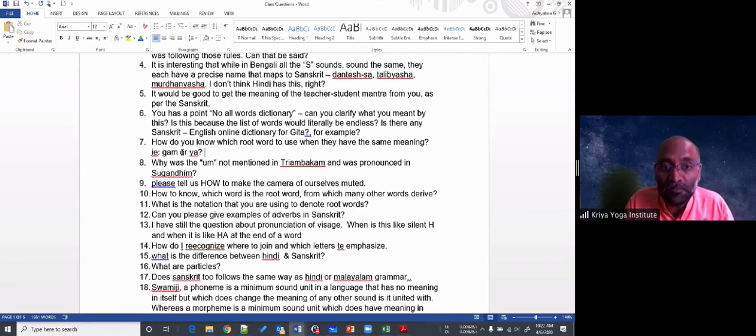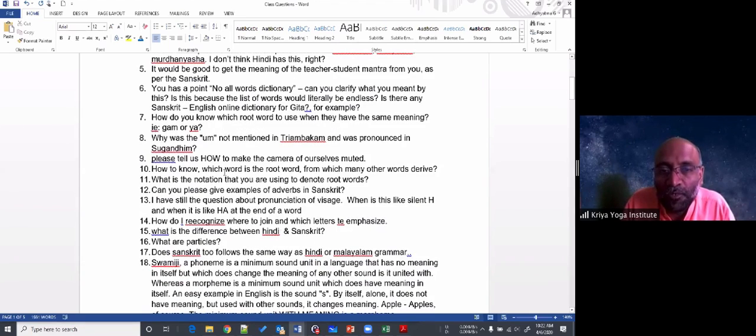In some cases there is a slight difference. In some cases the differences are negligible, and you can use either one. This gives a tremendous amount of flexibility to poets and writers, who use whatever suits their poem. So in this particular case, gam and ya are pretty much interchangeable. Both mean to go, and it is purely up to the author or the speaker which word they want to use.